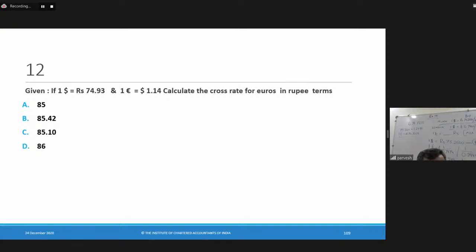Just one or two more questions, and then we'll wind up the session. This is perhaps the last question. Okay, 8 is C. Now please answer the 12th one. So the answer is 85.42.